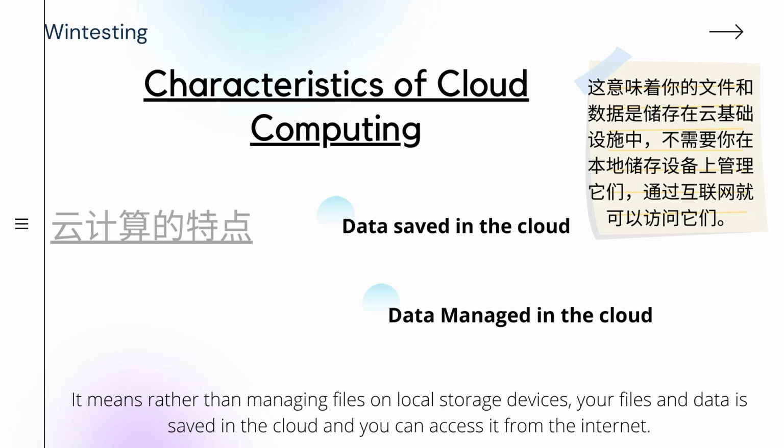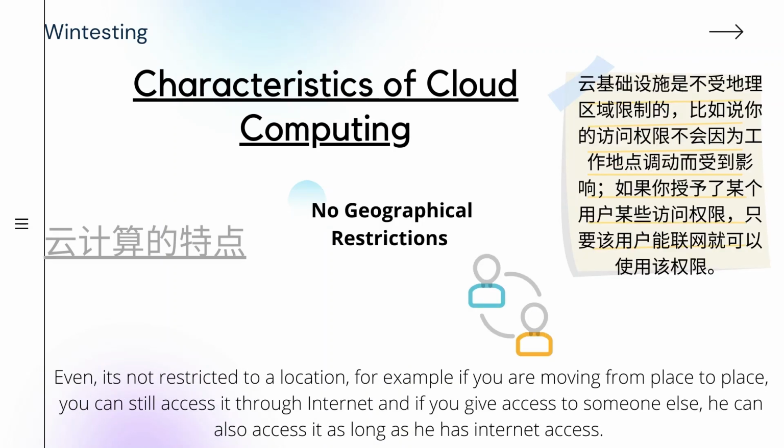It means rather than managing files on local storage devices, your files and data are saved in the cloud and you can access them from the internet. Even it's not restricted to a location. For example, if you are moving from place to place, you can still access it through internet. And if you give access to someone else, he can also access it as long as he has internet access.